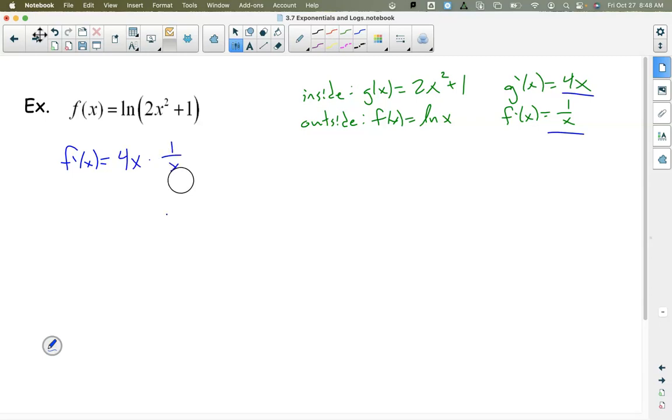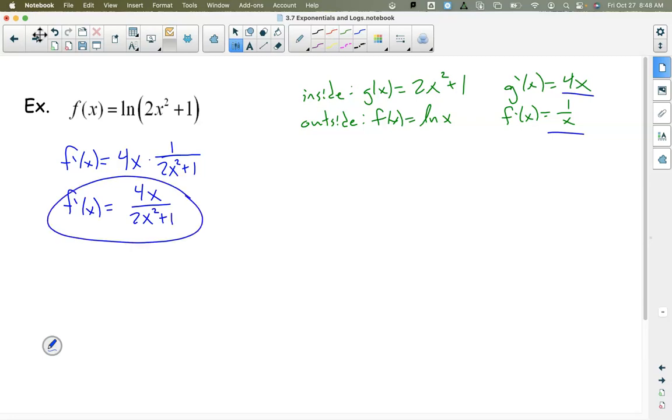We have to take the derivative of the outside with the inside still in it. So it's 4x times 1 over 2x squared plus 1. I'll just write that as 4x over 2x squared plus 1. Good? All right. Let's try another one.